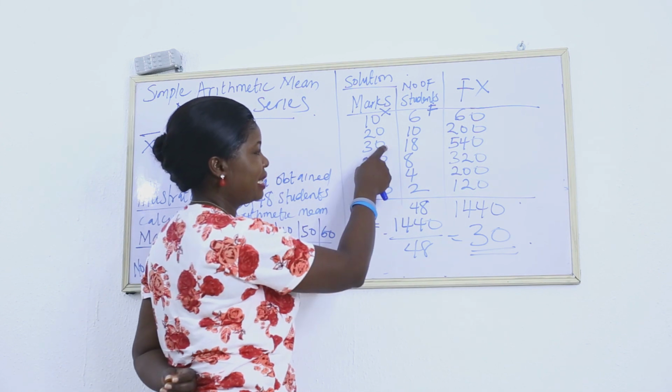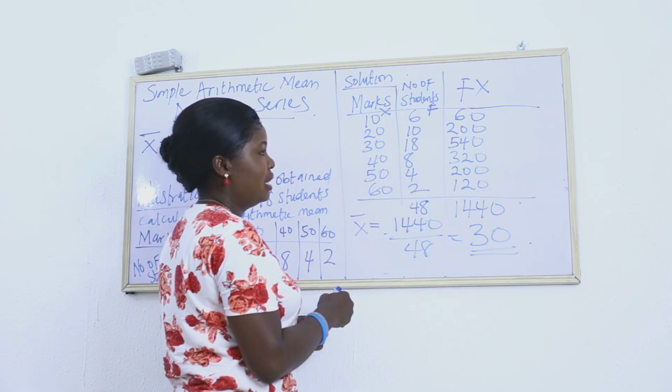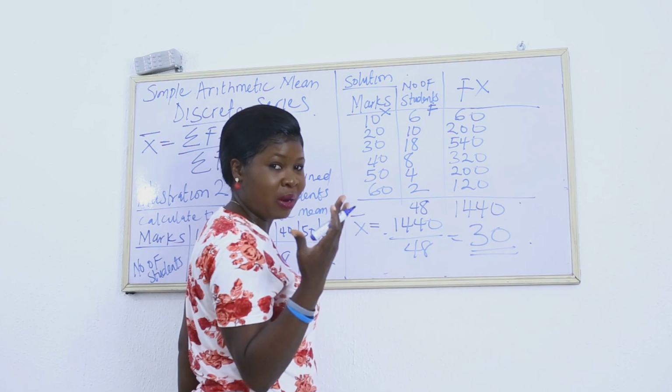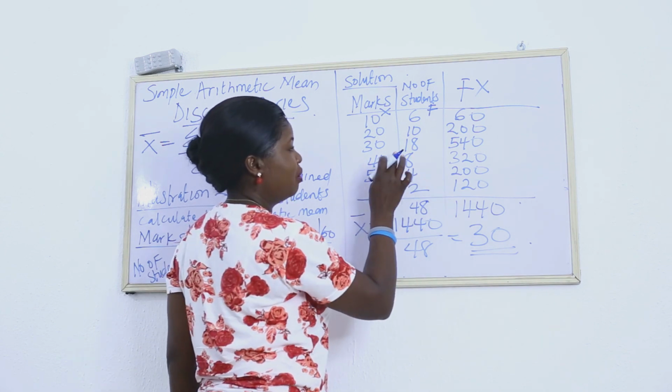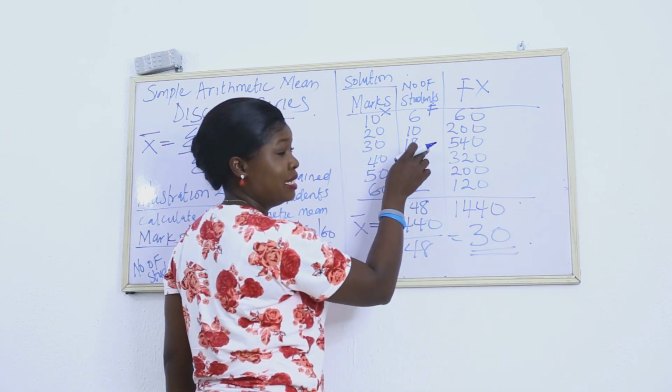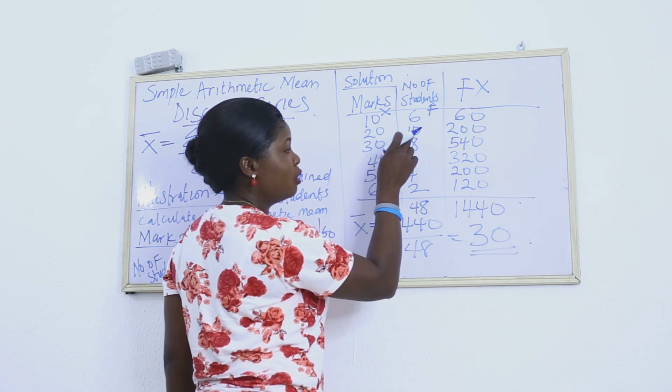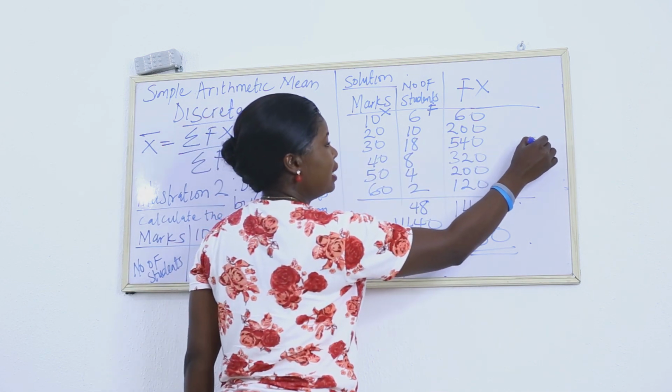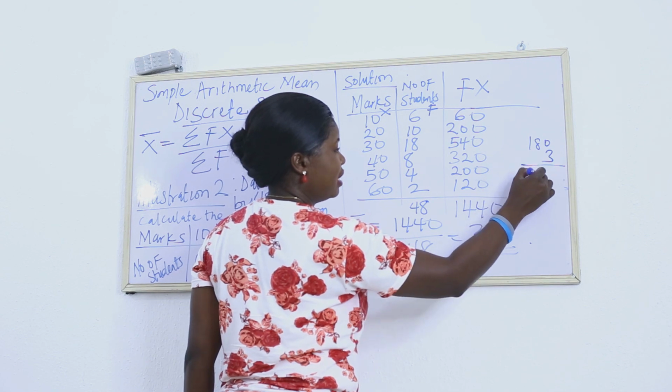The third one says 30 times 18, 540. How did I get 540? I have a way of calculating. This is 18, this is 30. I'm bringing the 0 over, so I'll just say 180 multiplied by 3.